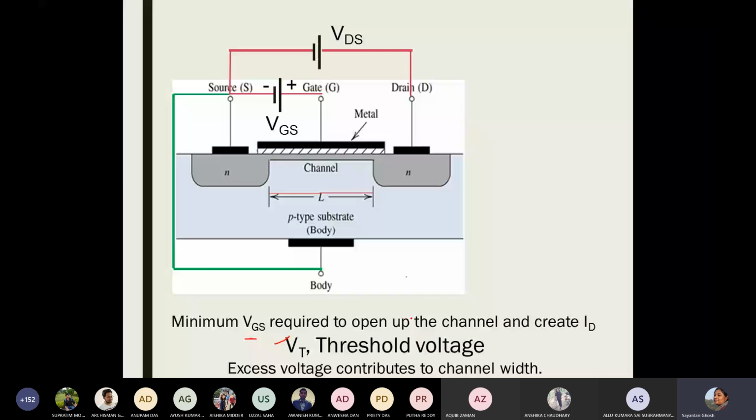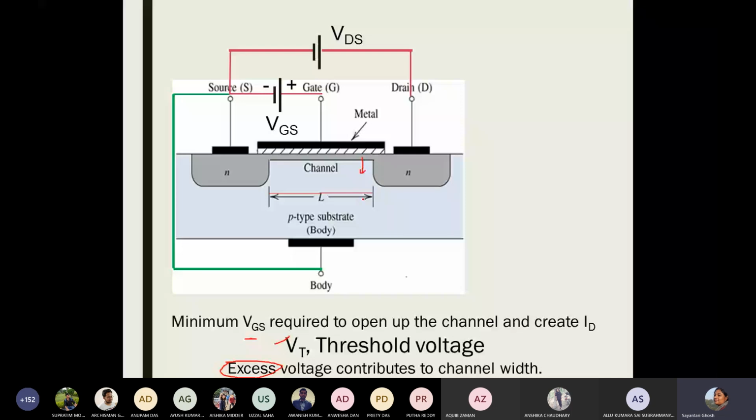So VGS increases, and thus the channel width also increases, and the excess voltage that I have, VGS minus VT, is basically contributing to how big my channel will be. The first VT amount goes just to cause the inversion, and next the channel gets wide and wide and wide as you go on increasing VGS. Okay, so this is how we define the threshold voltage.